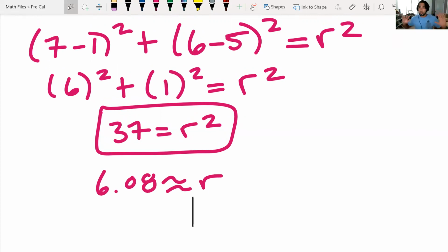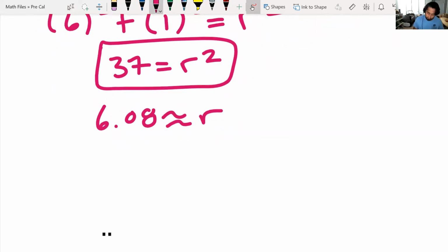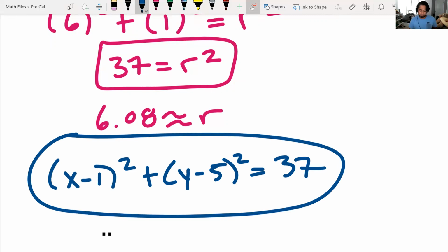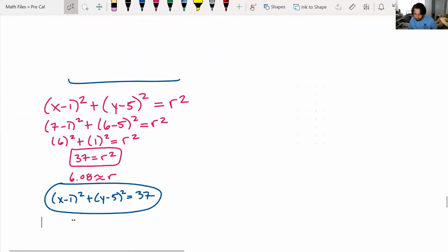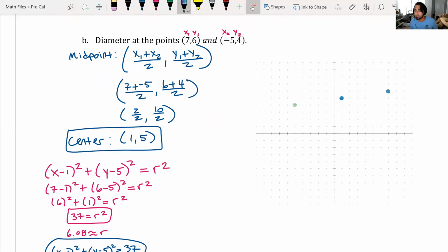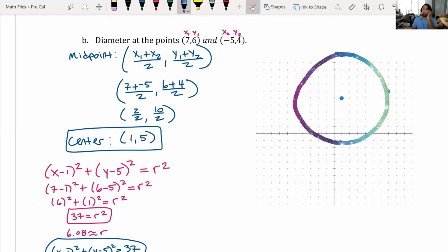Which brings us to the actual equation in the standard form. Let's put it all together. X minus 1 squared plus y minus 5 squared equal to 37, and done. Other than the graph, right? If I were to finish that, I'd go up 6.08, right? So 1, 2, 3, 4, 5, 6, somewhere around there. There you go. Something like that.